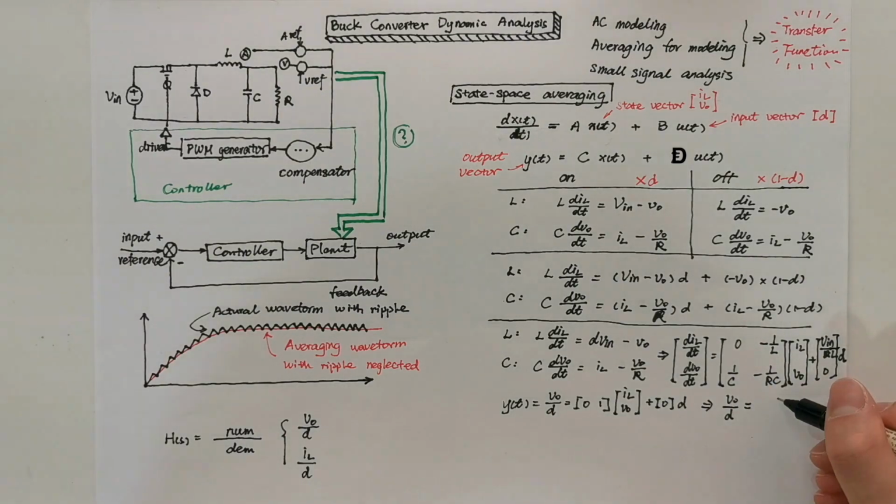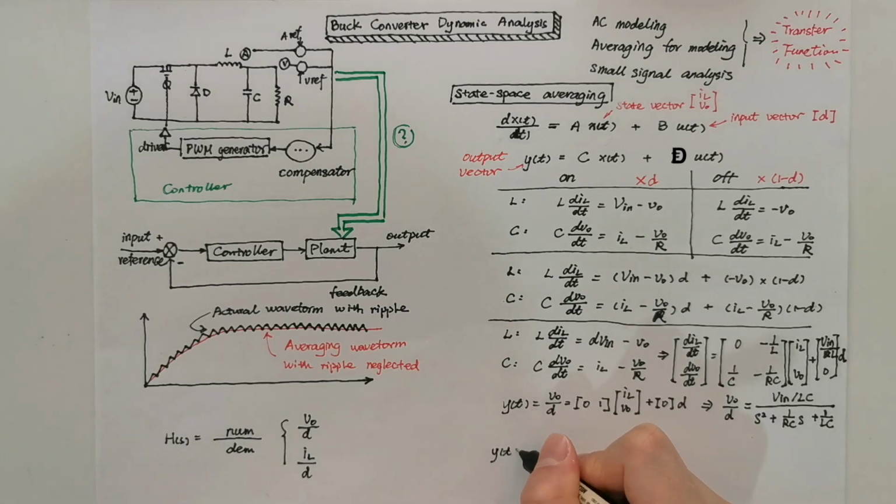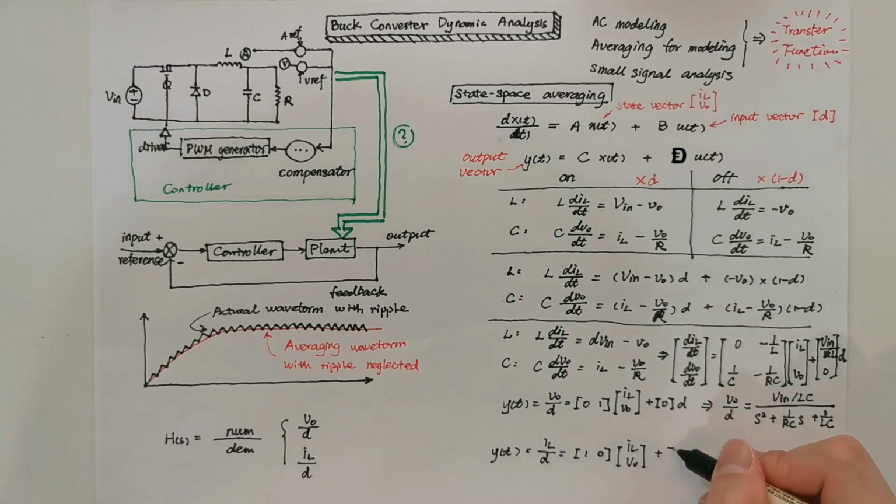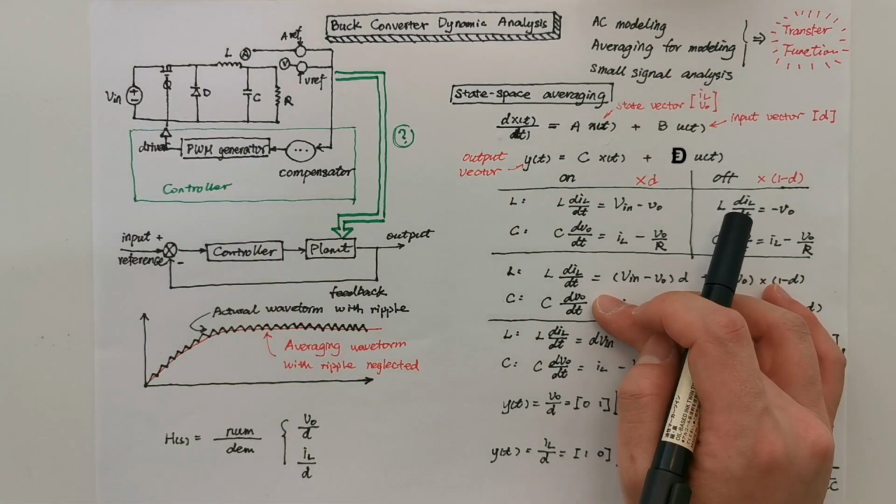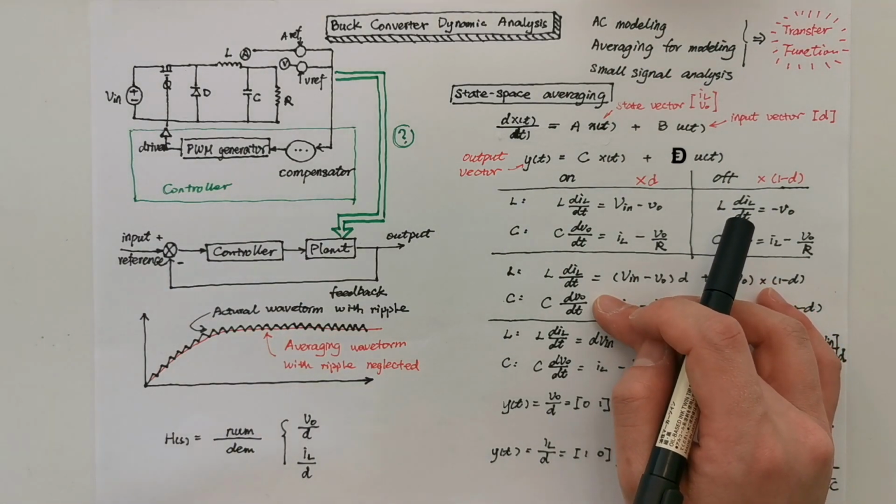And after we do Laplace transform, the transfer function of V out and D looks like this. Don't worry, the detailed calculation process will be explained later in MATLAB. If we want to know the duty and inductor current transfer function, we can do this. And the I L D transfer function looks like this. Now we finish the dynamic analysis of the buck converter.